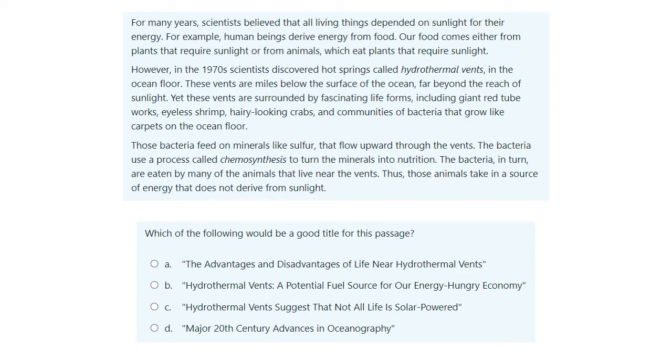So answer A, the advantage and the disadvantage of life near the hydrothermal vents. So A has this idea of advantage and disadvantage, and life, living near the hydrothermal vents. B, hydrothermal vents, a potential fuel source for our energy-hungry economy. Or C, hydrothermal vents suggest that all life is solar powered, everything comes from the sun. Or D, major 20th century advances in oceanography, the study of the ocean.